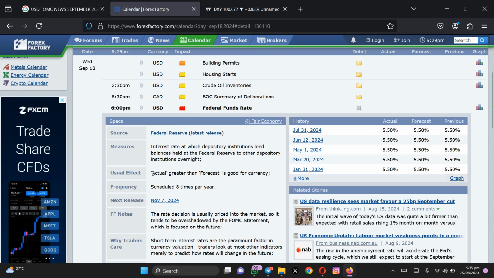The usual effect is that actual greater than forecast is good for the currency. Now we are expecting a rate cut, so this is what is likely to happen. If actual greater than forecast is good for the currency, then this actual is likely to be lesser than the forecast.